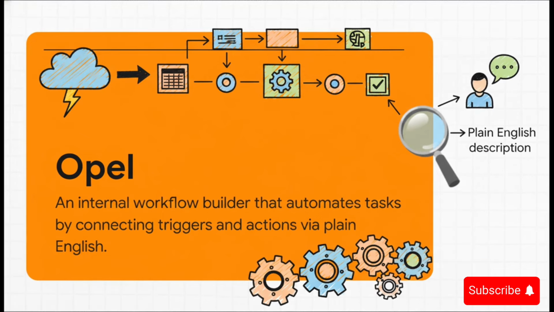All right, next up is a tool called Opal. And this is basically Google's free answer to those complex and kind of pricey automation tools like Zapier. Opal is all about building internal workflows. You just describe what you need the tool to do, and it visually maps out the entire logic for you, connecting the triggers to the actions. So you can literally see exactly how your data is flowing from one step to the next.